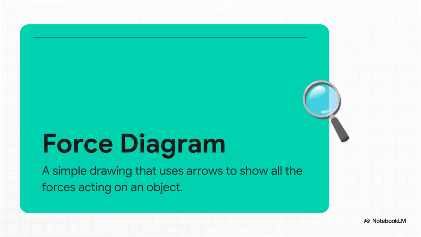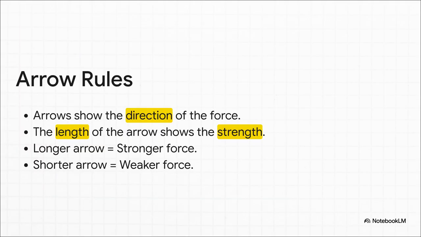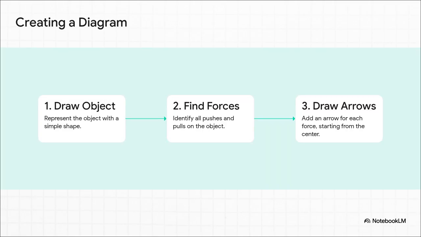So what exactly is a force diagram? At its heart, it's just a simple sketch. It strips away all the distracting details and uses arrows to show every single push and pull that's happening to an object. That's it. And this is what's so cool. One little arrow tells you two crucial things. First, the direction it's pointing tells you the direction of the force, and second, its length tells you its strength. A really long arrow means a really strong force. A tiny little arrow means a weaker force. Simple, but incredibly powerful.